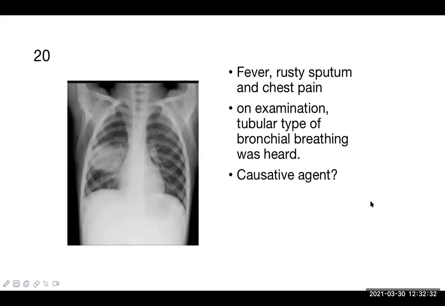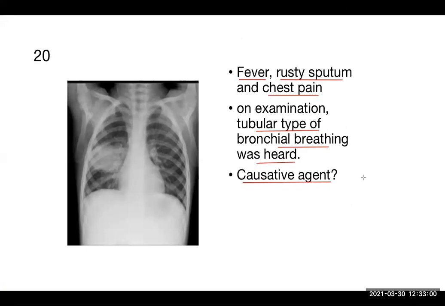Gastroschisis. Okay, now let's move on. Another case. See here. This patient is having fever, rusty sputum, and chest pain. On examination, a tubular type of bronchial breathing was heard during auscultation. Now they have asked what may be the most likely causative agent here.